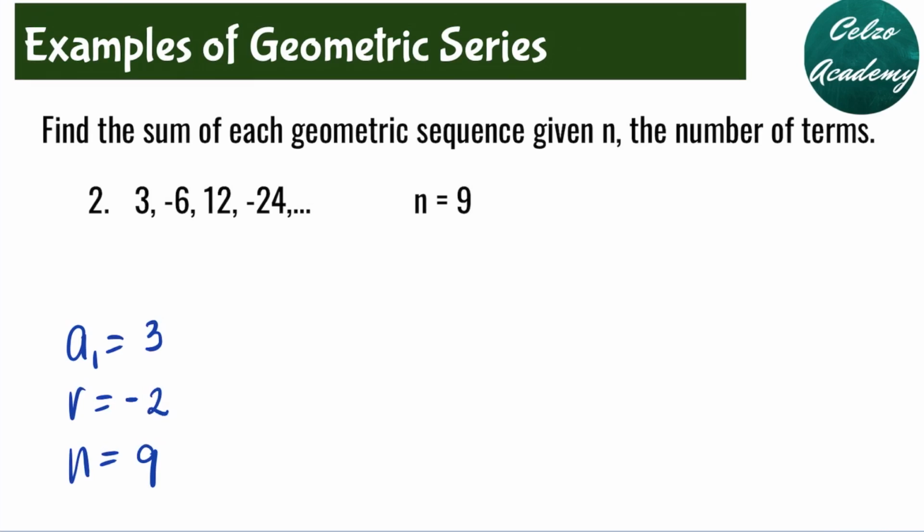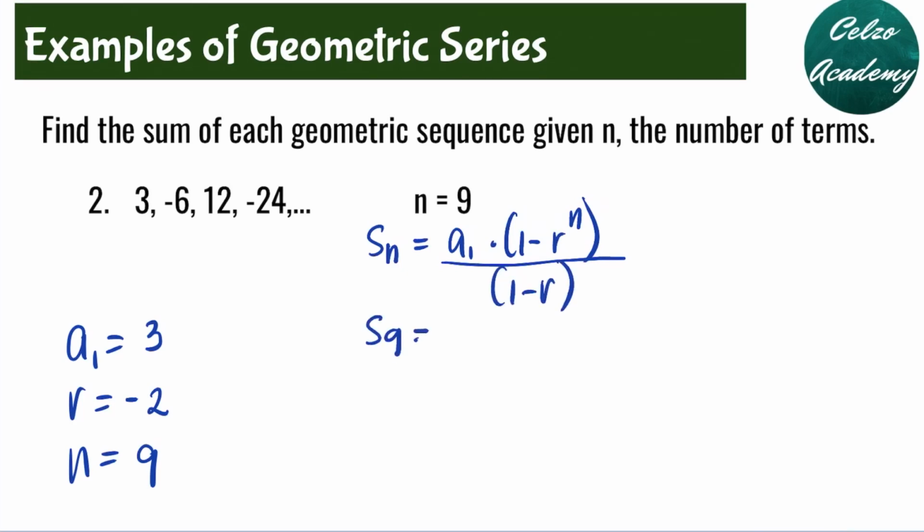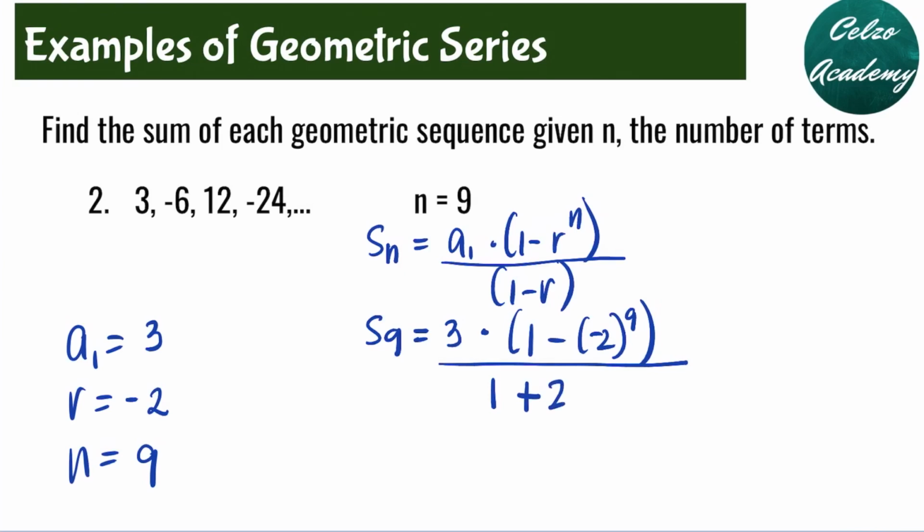Since n is equal to 9, we need to find the sum of the first 9 terms of this geometric sequence. And we will use the formula S sub n is equal to a sub 1 times 1 minus r to the n, all over 1 minus r. N is 9, so we're solving for S sub 9. A sub 1 is positive 3 times 1 minus negative 2 to the power of 9, all over 1 minus negative 2, and that becomes plus 2.